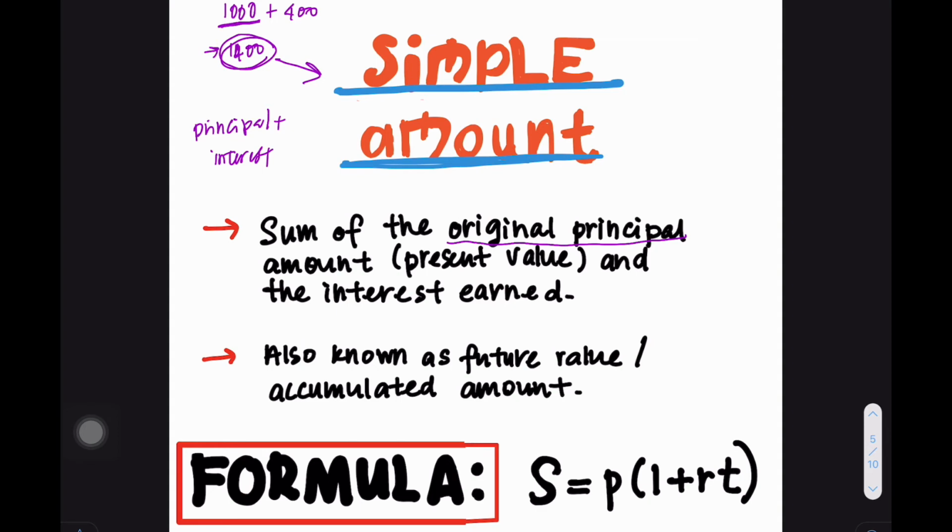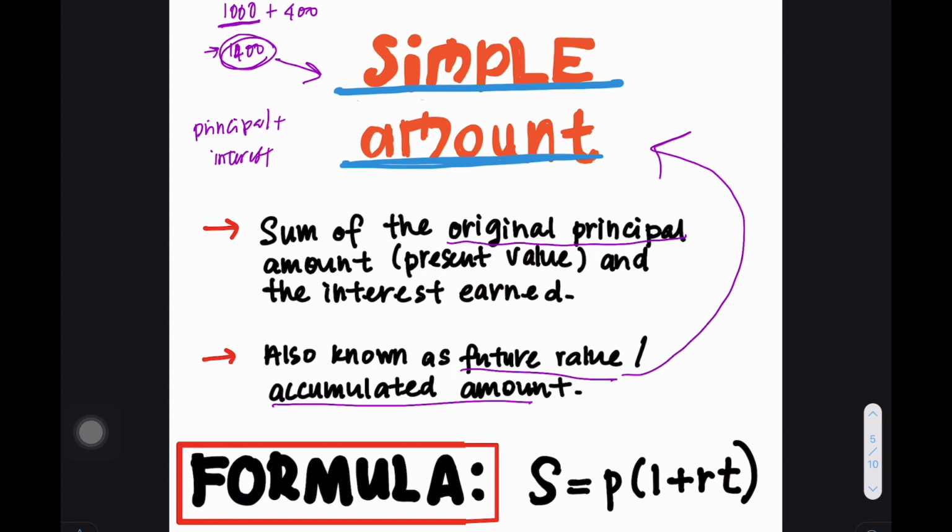Okay, so that one is the definition of simple amount, where simple amount is the summation of original principal and also the interest that you need to pay or the interest that you earn. Okay, so simple amount can also be known as future value or accumulated amount. Means that if you see the word future value or accumulated amount, it gives the same definition of simple amount. Sometimes kita guna simple amount, sometimes kita guna future value, or sometimes we can also use accumulated amount.